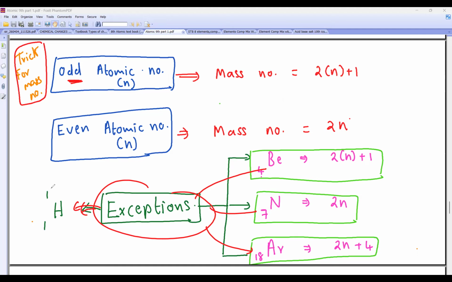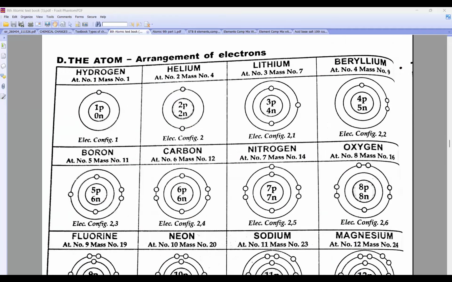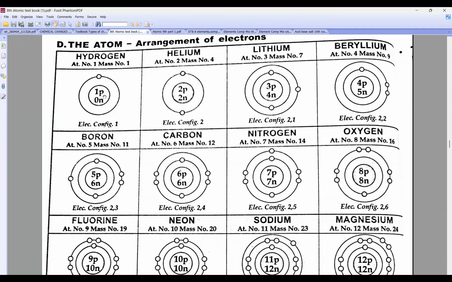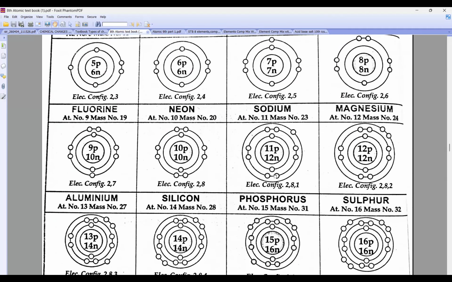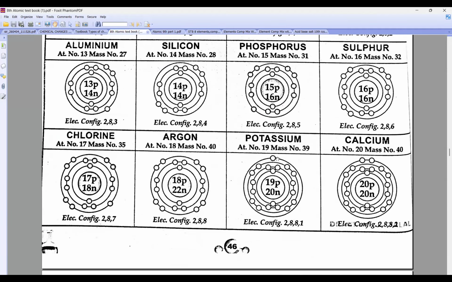Now, the first 20 elements, beta, they will tell you to draw. You will have to mention proton and neutron. That is why I gave you the trick for mass number. In this you have to mention neutron. So the first 20 elements you have to draw, and write the proton and neutron. Don't forget to write this, beta.